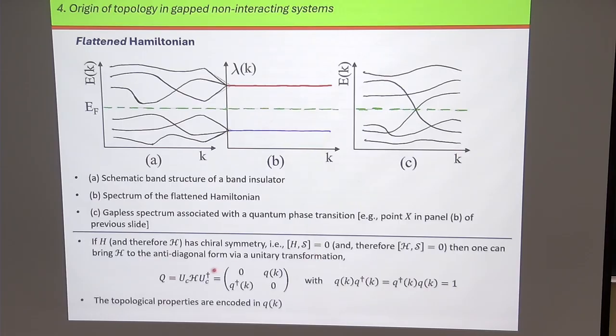Then you can actually block anti-diagonalize this Hamiltonian. If H and S anti-commute, then for sure there is a unitary transformation that can transform H into this form, anti-diagonal. So the diagonals are 0, and you have matrices only like that.